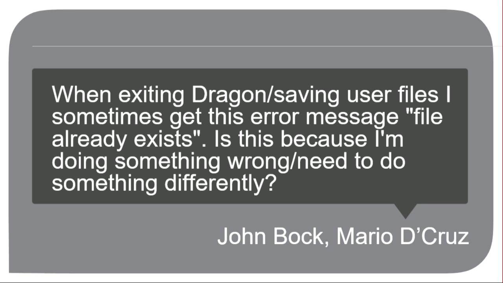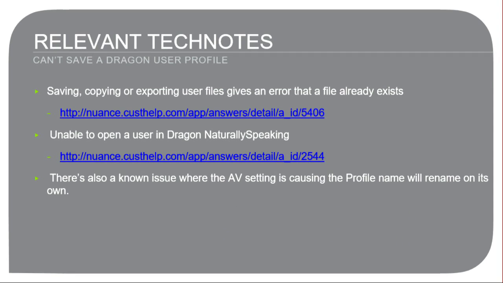From John Bock and also Mario de Cruz, it sounded like the same problem to me. So this was mentioned at the beginning. When exiting Dragon or saving user files, I sometimes get the error message, this file already exists. Is that because you're doing something wrong? No, it's not. As I mentioned, there are a couple of tech notes out there that you can look at that will help you get around this, but please call support if those don't help, so that you can get maybe a new build to download to make sure that the problem is resolved. So again, contact support. We'll show you how to do that at the end.